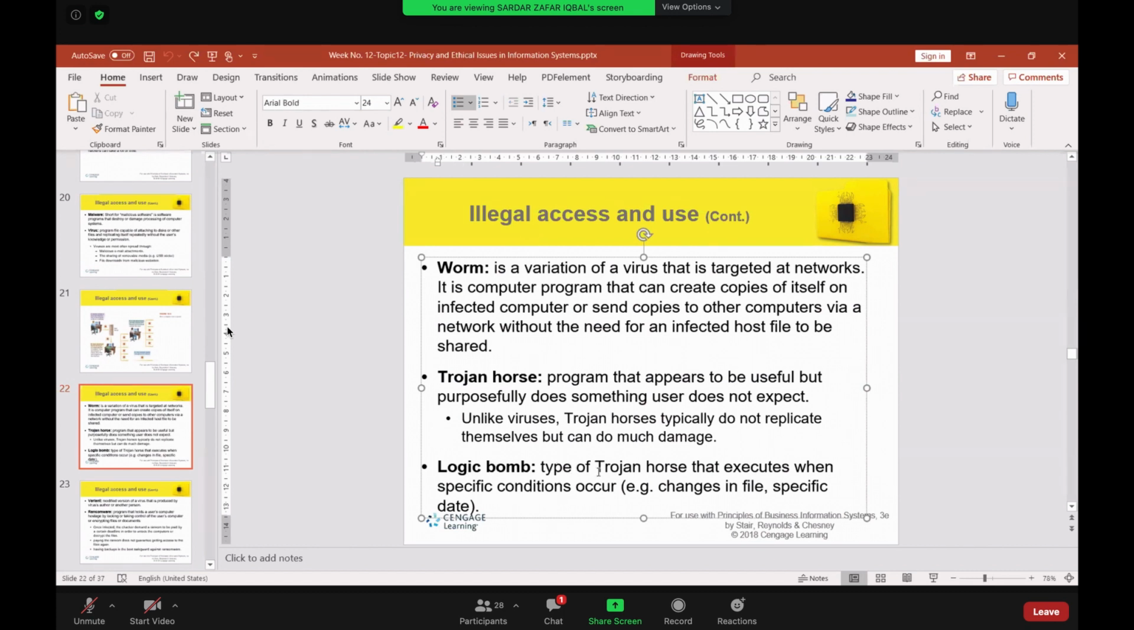A logic bomb is a type of Trojan horse that executes when specific conditions occur. For example, if the date changes from 2020 to 2021, something happens that can damage your computer. It's a logic bomb. It's a time bomb. Like when something happens, then it will appear.